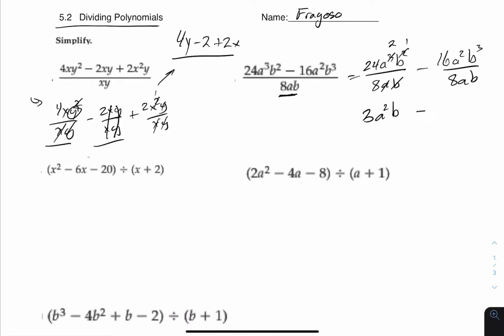16 divided by 8 is 2. Cancel that with that one, there's only 1 left. Cancel that with that one, there's only 2 left. So 3a squared b minus 2ab squared. And there we go.